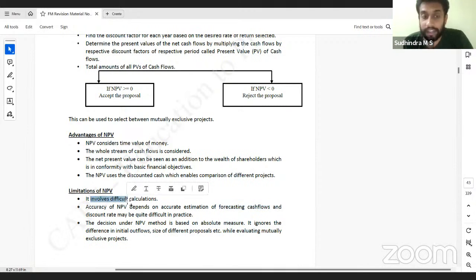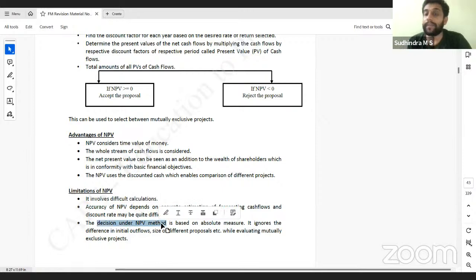See, it involves difficult calculations, whereas accuracy of NPV depends on forecasting your cash inflows. Ultimately, cash inflows are of future years. You're estimating it, so whatever estimation you have done, if it is accurate, only then NPV will be accurate. Same way, discount rate is subjective. So the accuracy at which you are identifying the discount rate also has an impact on the accuracy of NPV.